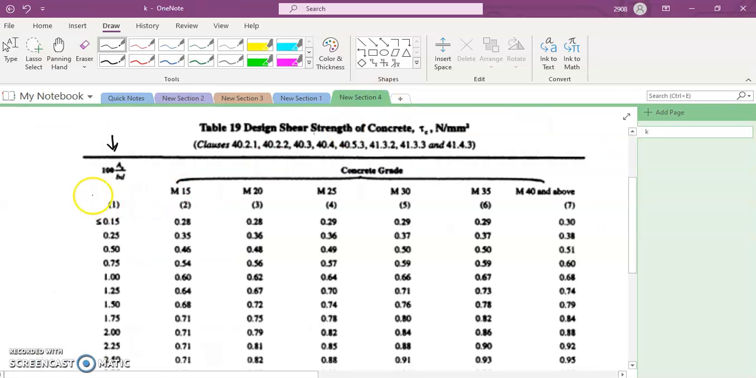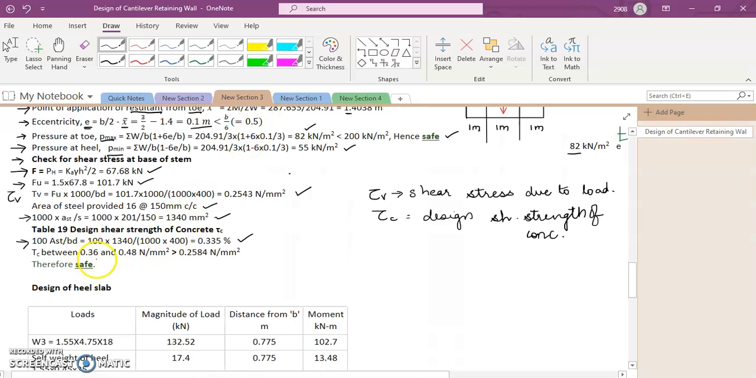Okay, now let us go back to the table. It is somewhere between 0.25 and 0.5. Also we will go to the third column since we have used M20 grade of concrete. Now tau c we have to interpolate, and it is between 0.36 and 0.48 Newton per mm square. This is not Tc but tau c. So tau c is between 0.36 and 0.48 Newton per mm square.